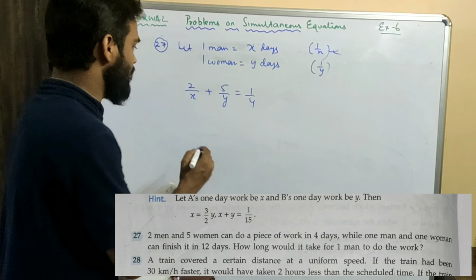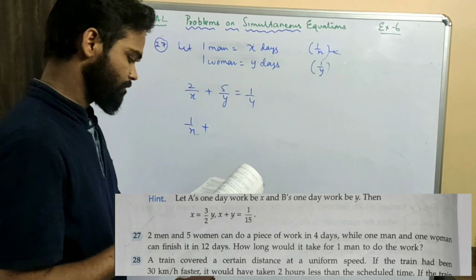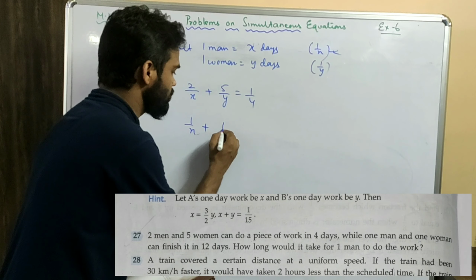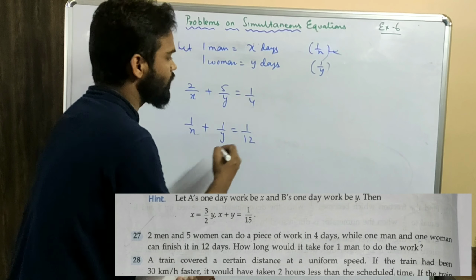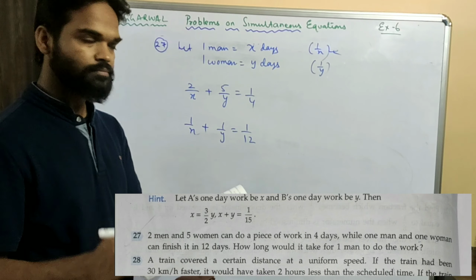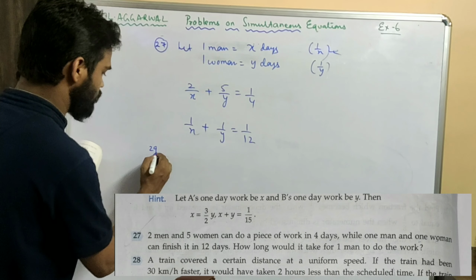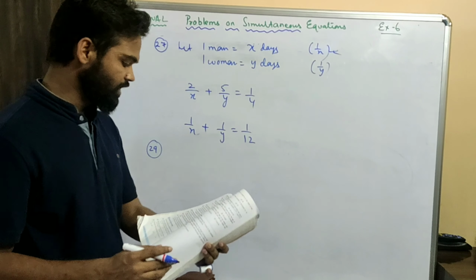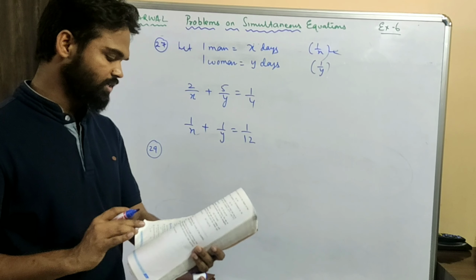Similarly, 1 man and 1 woman can finish it in 12 days. So these are your equations. Done. Now again, 28 they have already solved it. I'm not going through it.